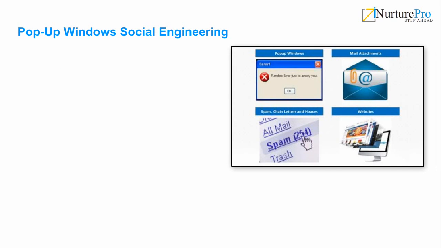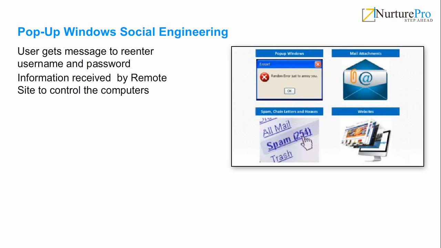In the pop-up windows type of social engineering, a window appears on the screen informing the user that he or she has lost his or her network connection and needs to re-enter username and password. A program that the intruder had previously installed will then email the information to a remote site.